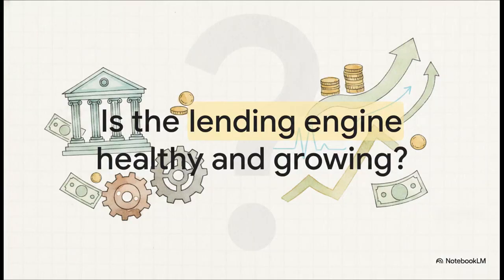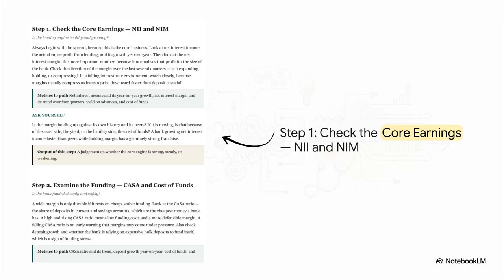Right off the bat, this is the fundamental primary question we've got to answer before we even think about looking at the rest of a bank's financials. I mean, before we dig into bad loans, way before operating costs, and long before we argue about valuations, we have to ask, is the lending engine healthy and growing? Because honestly, if the core business of lending money isn't working, absolutely nothing else on the balance sheet is going to save it. So we're isolating step one, check the core earnings.